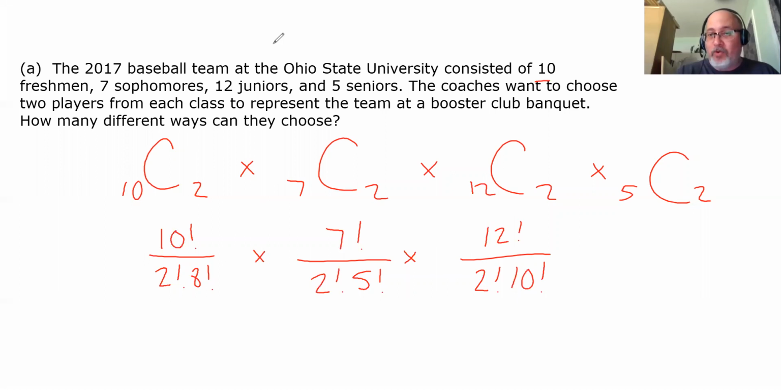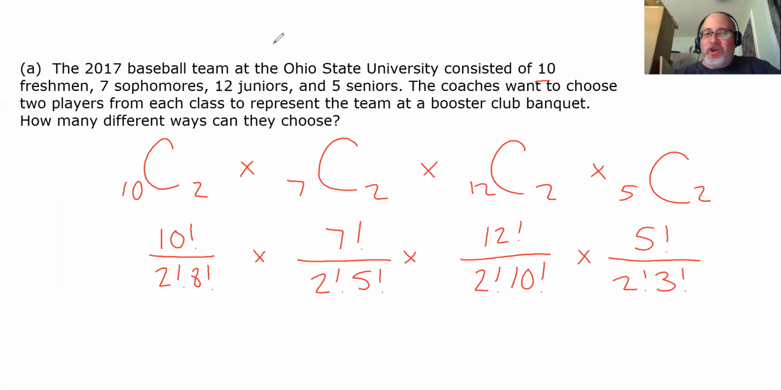It really doesn't matter what order we do them in, but I always like writing the second number first on the bottom, followed by the difference. And then 5C2 will have 5 factorial on the top, 2 factorial on the bottom, and the difference 3 factorial on the bottom.